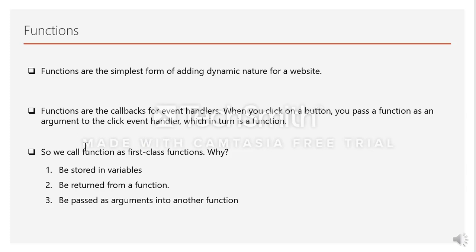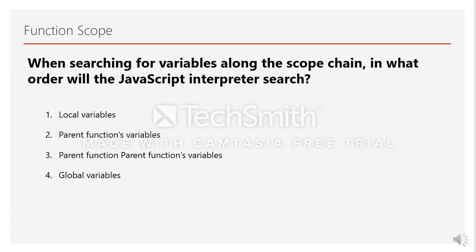What are functions? Functions are the simplest form of adding dynamic nature for a website. Functions are the callbacks for event handlers. When you click on a button, you pass a function as an argument to the click event handler, which in turn is a function. So we can call function a first class function. Why? Because it could be stored in a variable, be returned from a function, and be passed as arguments into another function.